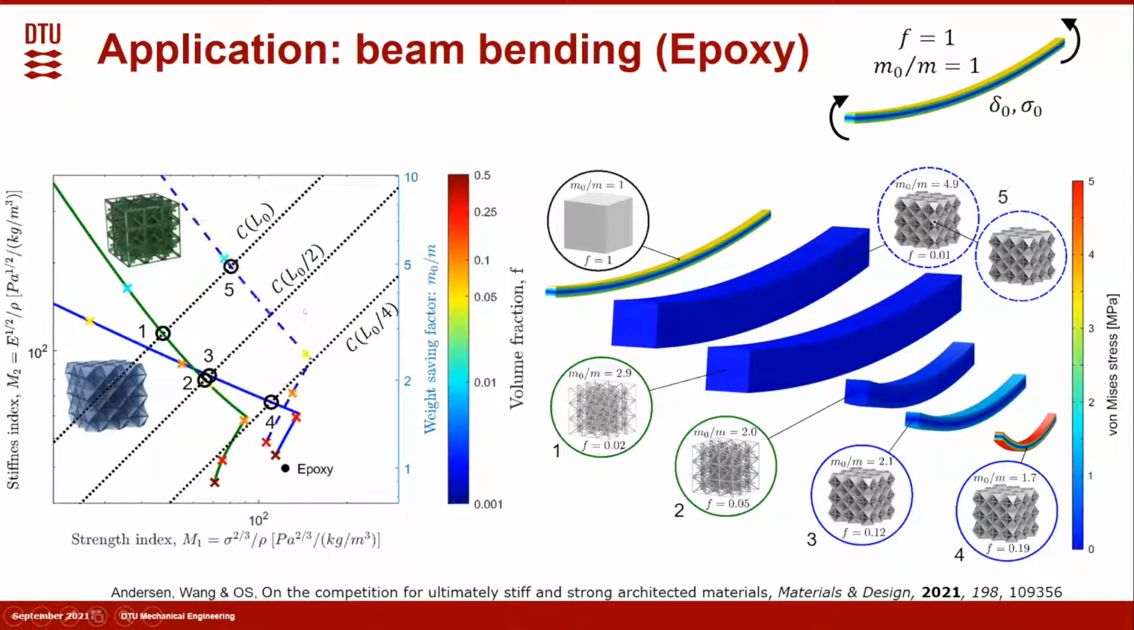However, if we take hierarchy into account, as shown here, this is a second order hierarchical isotropic plate lattice. It will beat all the single length scale microstructures and has the best performance among them.